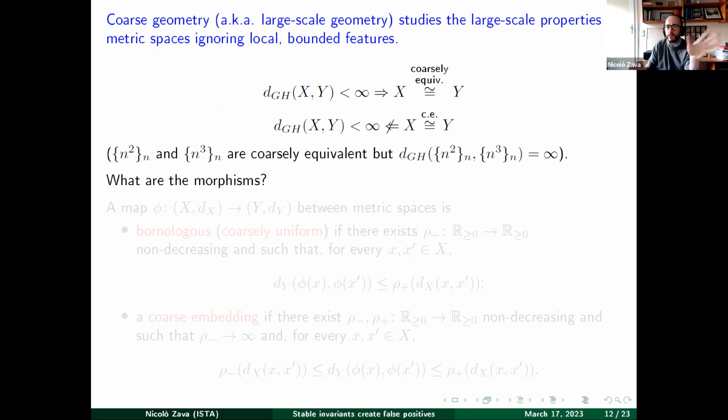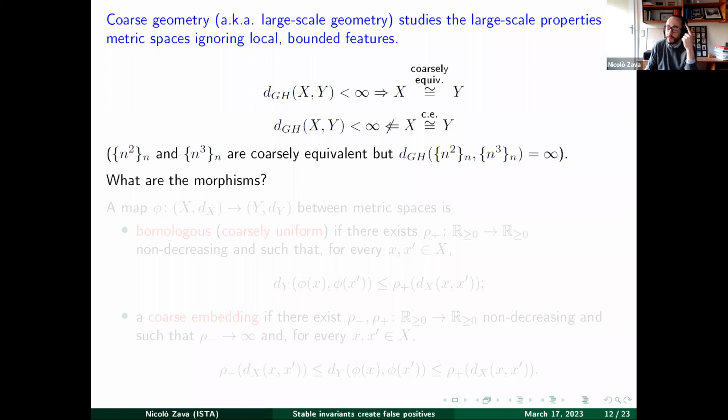But I don't want to go into details about coarse geometry. It's not the aim of the talk. I just wanted to give you the idea of the philosophy of this branch. Anyway, there are also spaces that are coarsely equivalent, that are the same for this theory, but whose Gromov-Hausdorff distance is infinite.